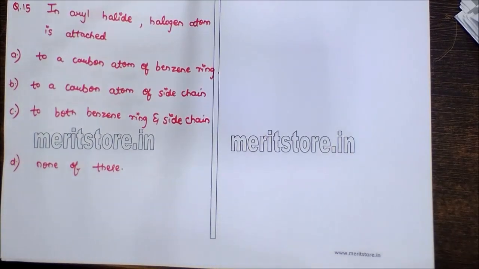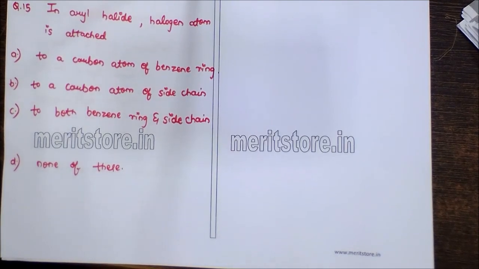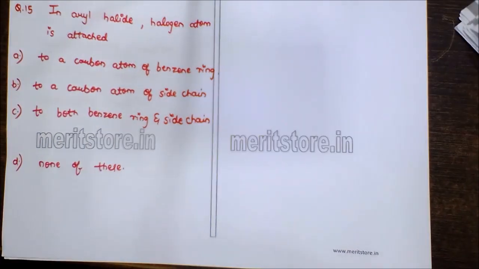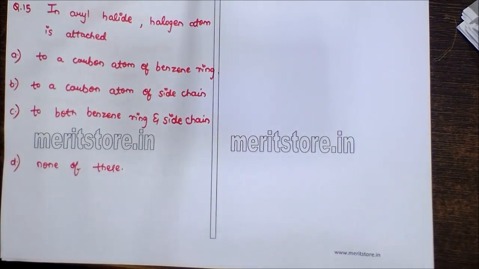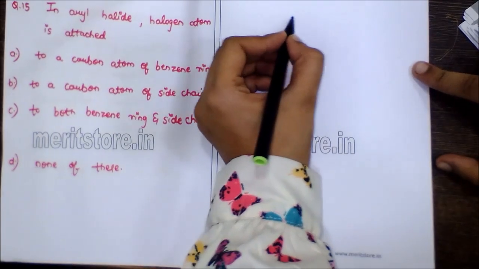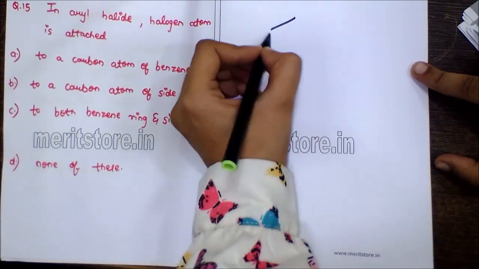Question 15. In aryl halide, the halogen atom is attached to A. Carbon atom of benzene ring, B. The carbon atom of side chain, C. Both benzene ring and side chain, D. None of these. So first let us draw an aryl halide.